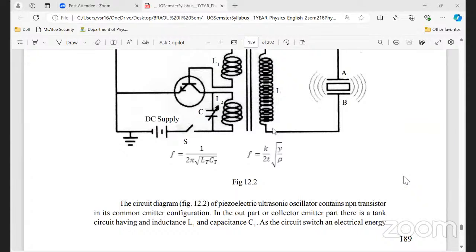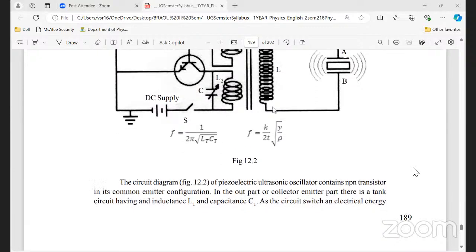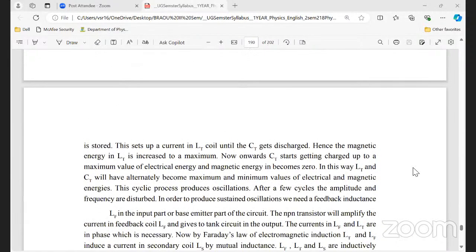Getting my point? So in the output part, the collector-emitter part, there is a tank circuit here. This is the tank circuit, with LT and CT, that means the inductance of the tank as well as the capacitance of the tank. As S is a switch, the circuit switches on and electrical energy is stored, so that the current is set up in the coil until the capacitor gets discharged.